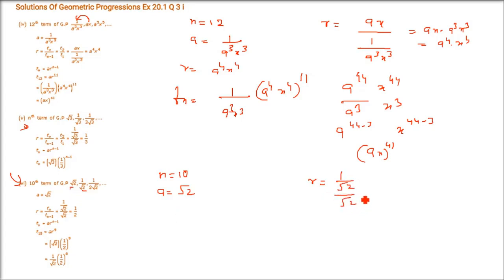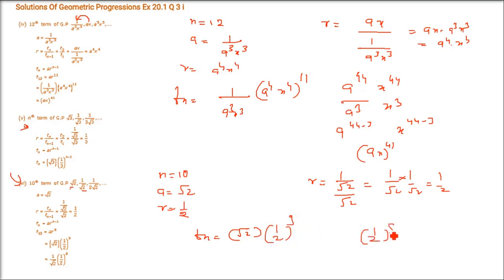Now remember this because this is coming in the next questions also. 1 by root 2 into 1 by root 2, that is going to be 1 by 2. So R is half. So Tn shall be root 2 into half to the power n minus 1. 10 minus 1 is 9. You can leave it like this also. Now you can resolve it further. Take half outside, that is root 2 into half, and make the other half to the power 8. So what do you get? 1 by root 2 into half to the power 8.